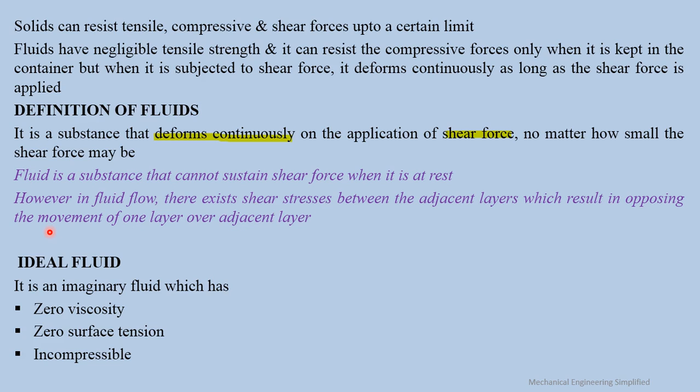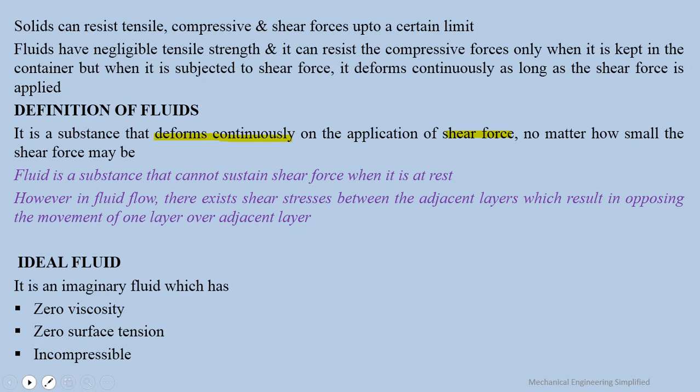Then there is a term that is known as ideal fluid. What is it? It is an imaginary fluid which has zero viscosity, zero surface tension, and is incompressible. In reality, no fluid exists which can be called an ideal fluid, because all fluids have some viscosity, some surface tension, and they are also somewhat compressible.